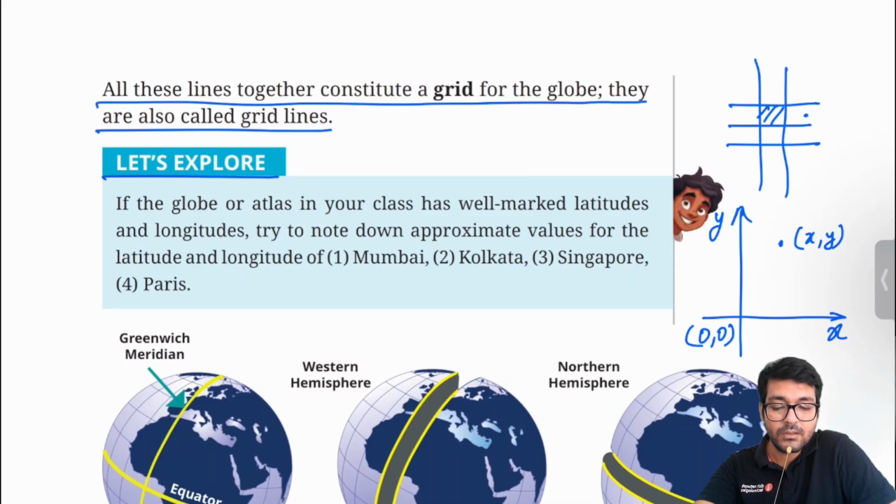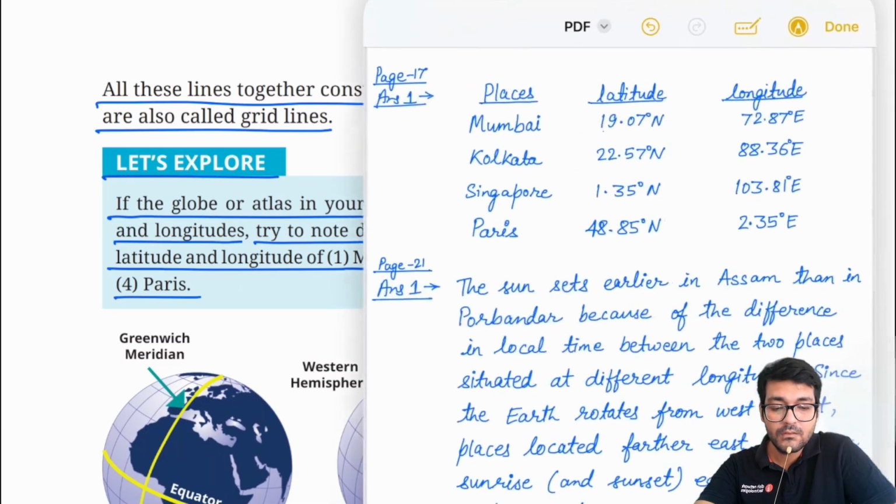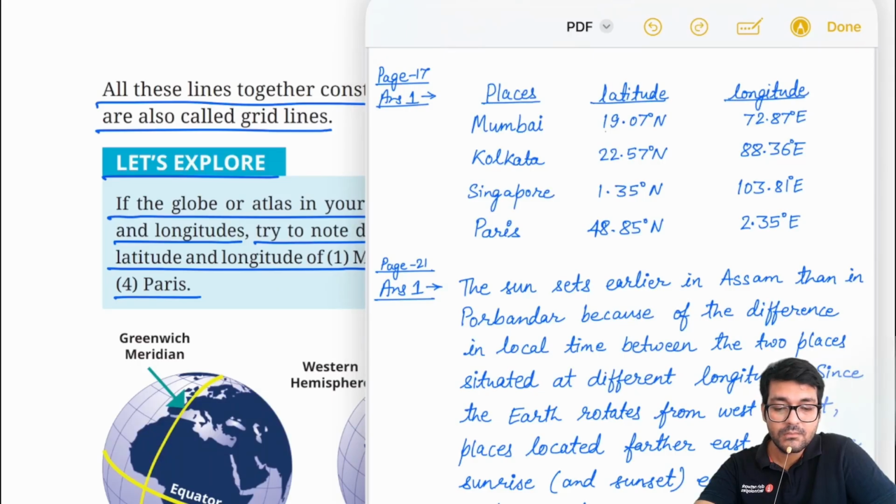Let's explore. If the globe or atlas in your class has well marked latitudes and longitudes, try to note down approximate values for the latitude and longitude of 1 Mumbai, 2 Kolkata, 3 Singapore, 4 Paris. You can write the answer like this. Places, latitude, longitude. Mumbai 19.07 degree north, 72.87 degree east.